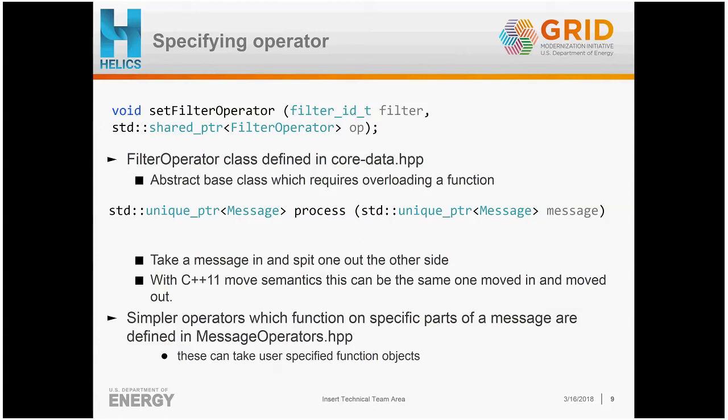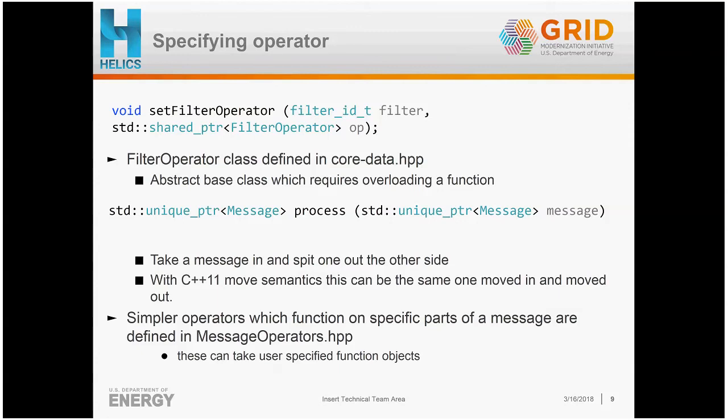Using modern C++ move semantics, you can basically move the same message in and move it out on the other side. So there's a limited overhead in the processing there. Or if you want to, you can create a new message. Basically gives the overload the option of what it needs to do, if it has to generate a whole new packet, or it's just modifying some small thing on the message.